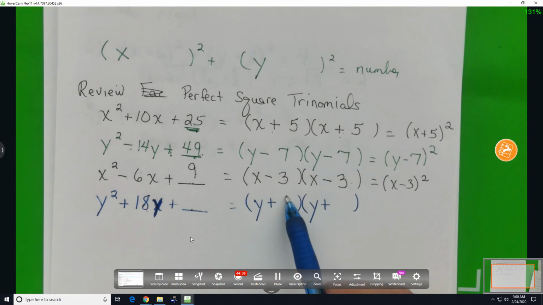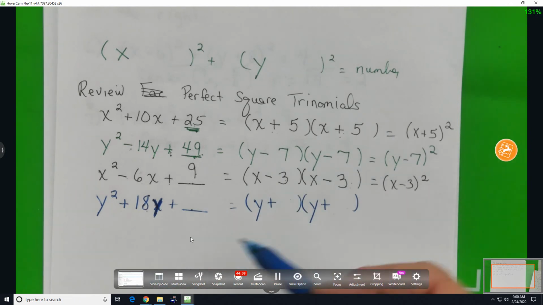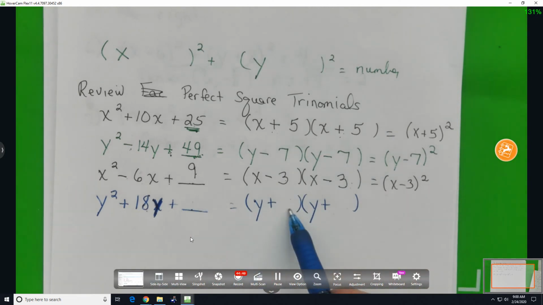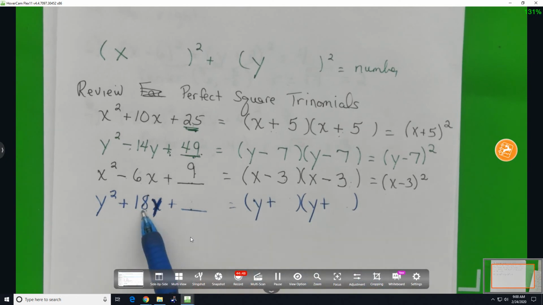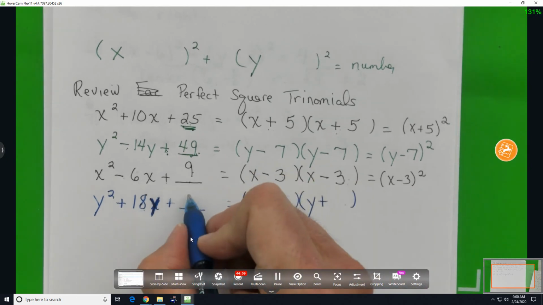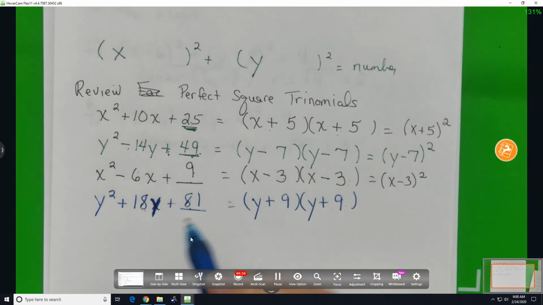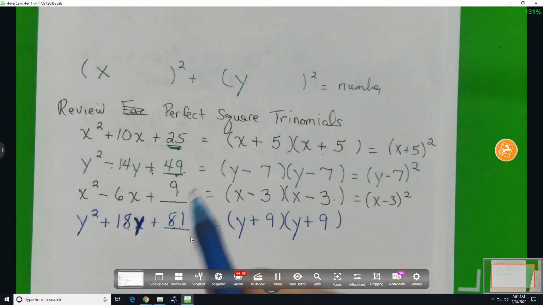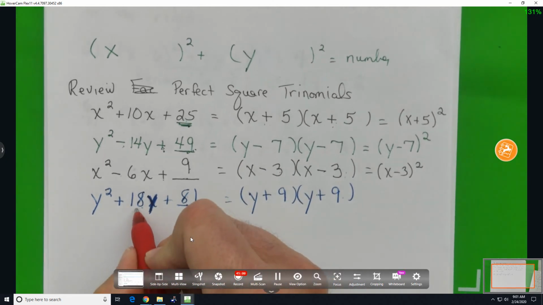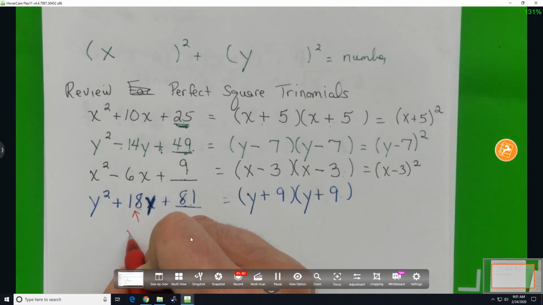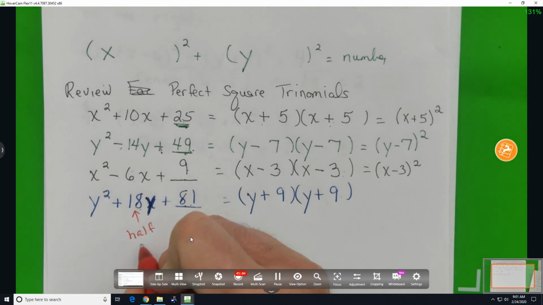See, 49, 7 and 7 wouldn't give you the 18. 64, 8 and 8 wouldn't give you an 18. What about 81? 9 and 9, would that give us the 18? 81. And I'm just going to tell y'all how to get this number in the blank. Once I tell you, it'll be sort of obvious. You take half of this number and then square it.